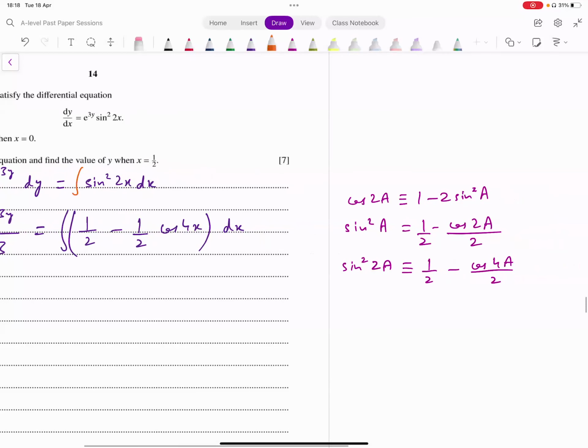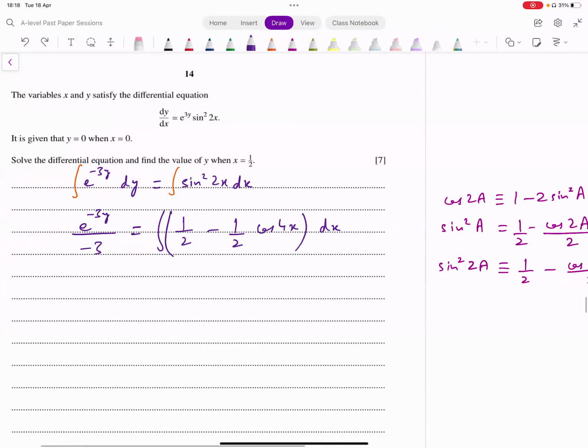ये देख लें कन्वर्जन होगी तो इसको मैंने 1 over 2 को मैंने साइड पे लिख दिया, ये वाले 2 को, and then you have cos of 4x. Okay. Now you can integrate the right hand side. Left side पे तो मेरे पास ये आ रहा है minus e raised to power minus 3y over 3. Right side पे what is the integration of 1 over 2 with respect to x? That's 1 over 2 times x. And then minus 1 over 2, this constant remains as it is.